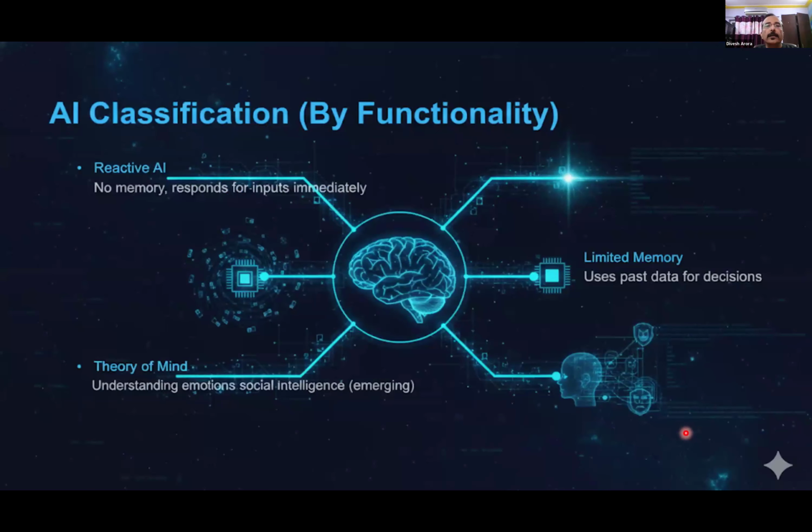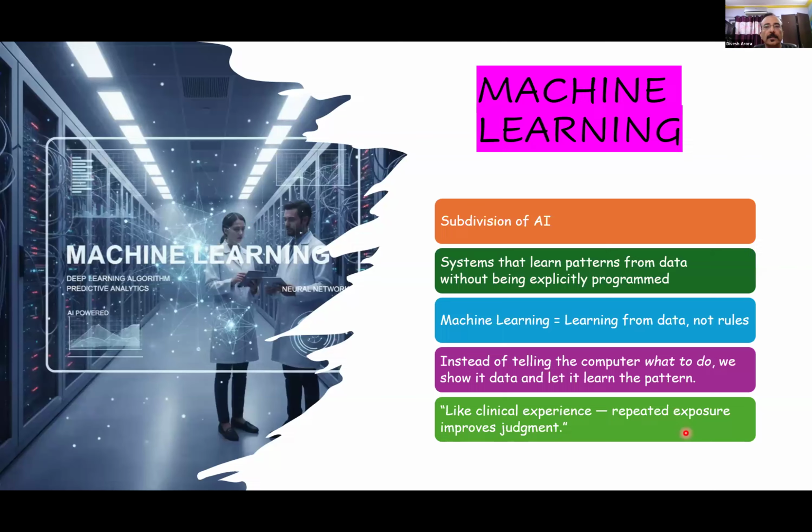If you look at how AI is classified by functionality: reactive AI means no memory, it's just a reactionary approach. Limited memory means it uses past data for decision making. And theory of mind means understanding emotions and social intelligence. This is the emerging phase of AI.